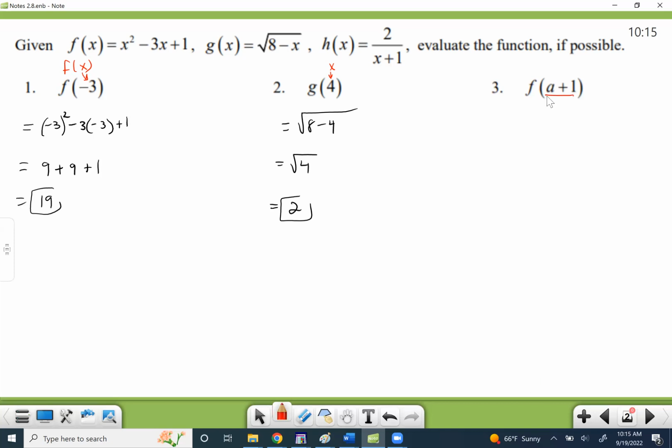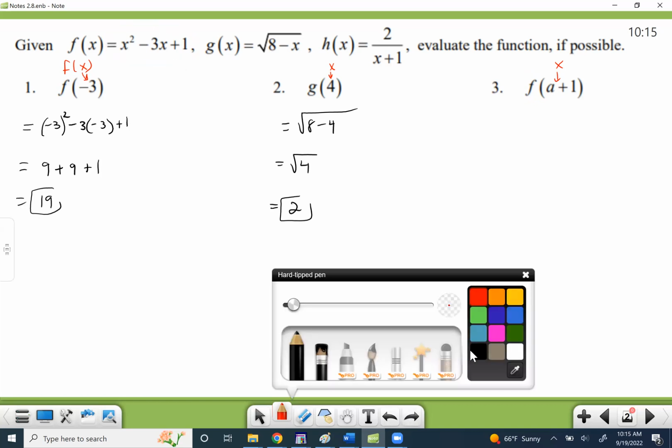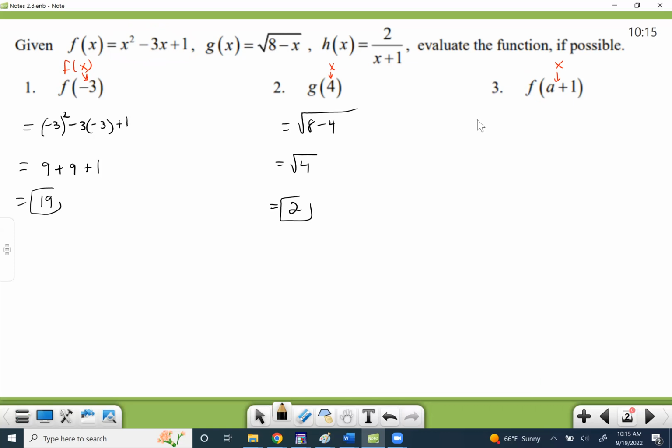This one's kind of weird, but we definitely do things like this a lot, so it's not a rarity. We're going to be substituting a plus 1 in for the x. Remember, whatever's inside the parentheses has to go in for x. So we're going to go up to the function f and look over here. Everywhere we see an x, we're going to put an a plus 1. So x squared would mean a plus 1 squared, minus 3 times a plus 1.